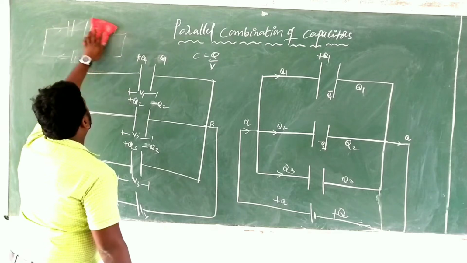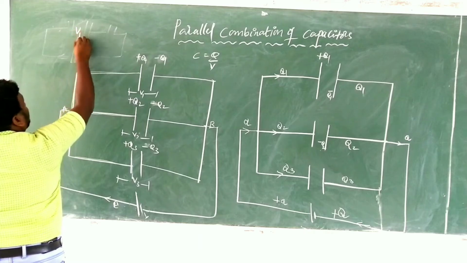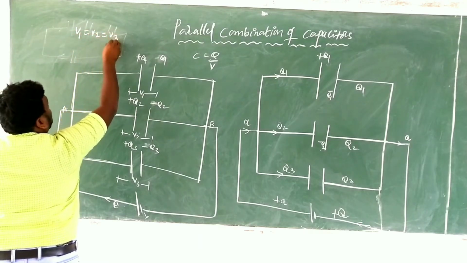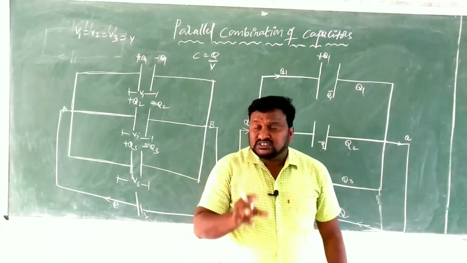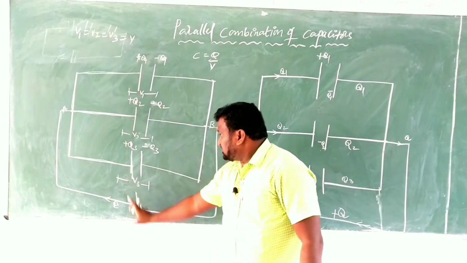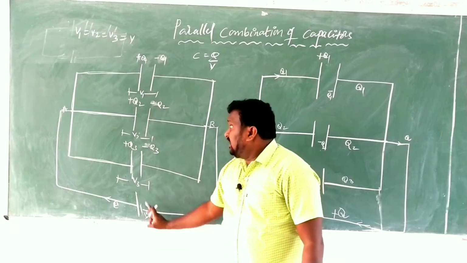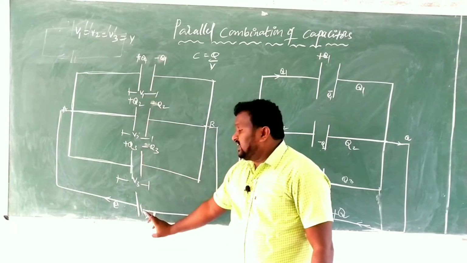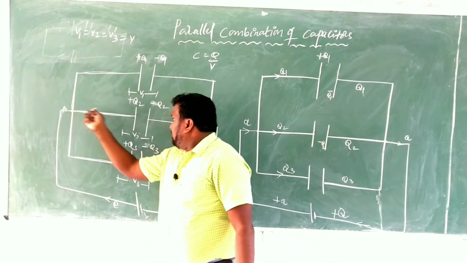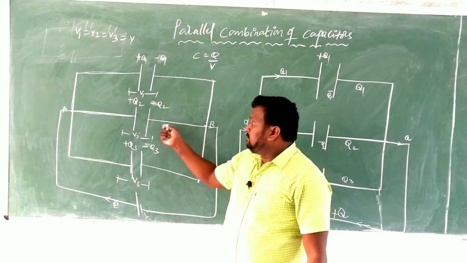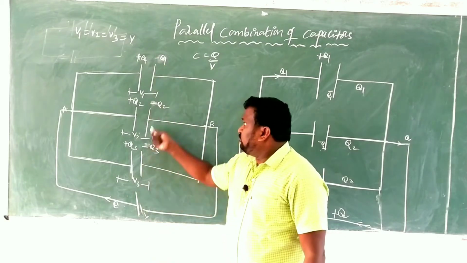In parallel combination, you have to remember one more important thing here: V1 is equal to V2 is equal to V3 is equal to V. Clear? Because all the first plates are given to one point and all the second plates are given to the negative. That means between these two points only some potential is there. That potential is equally shared by every capacitor.